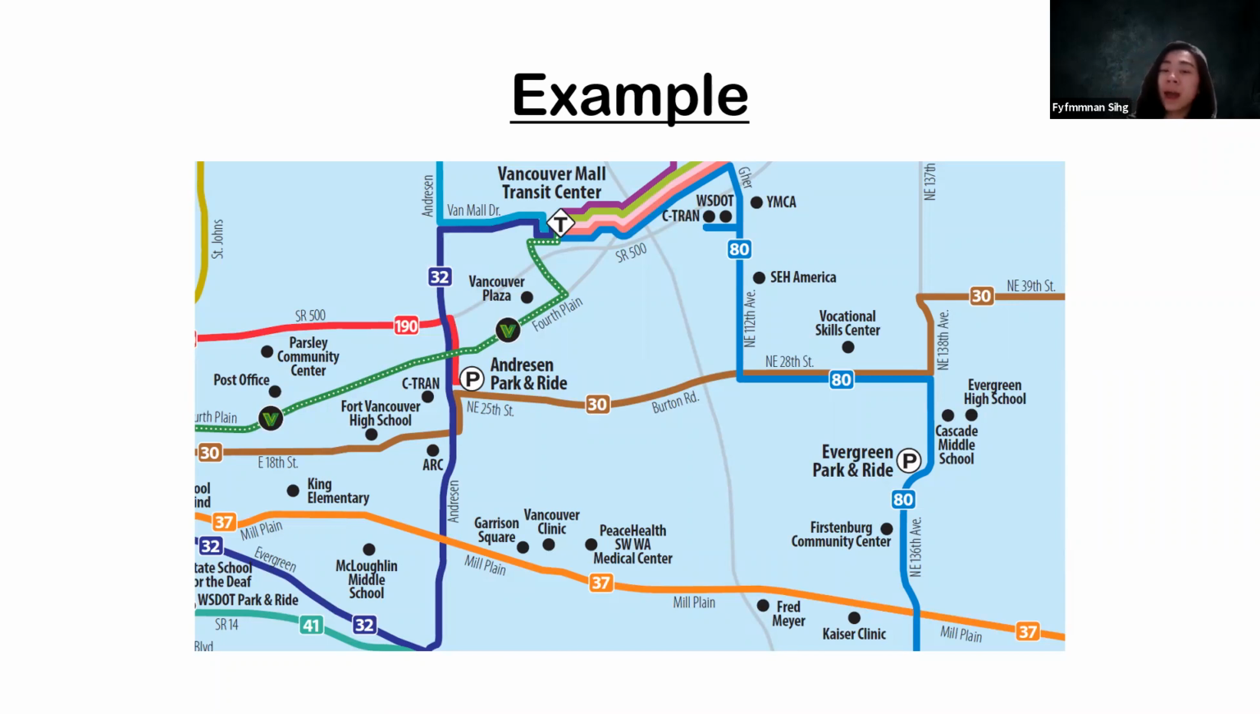If we wanted an example of a direct access trip, for example, if we wanted to go from the Vocational Skills Center, which is on the route of the 80, above Northeast 28th Street in that upper right section, to the Kaiser Clinic, which is just next to the Fred Meyer on the right side, our direct access trip could be just easily taking the 80 from the Vocational Skills Center all the way down to the Kaiser Clinic, no frills, just from origin to destination.